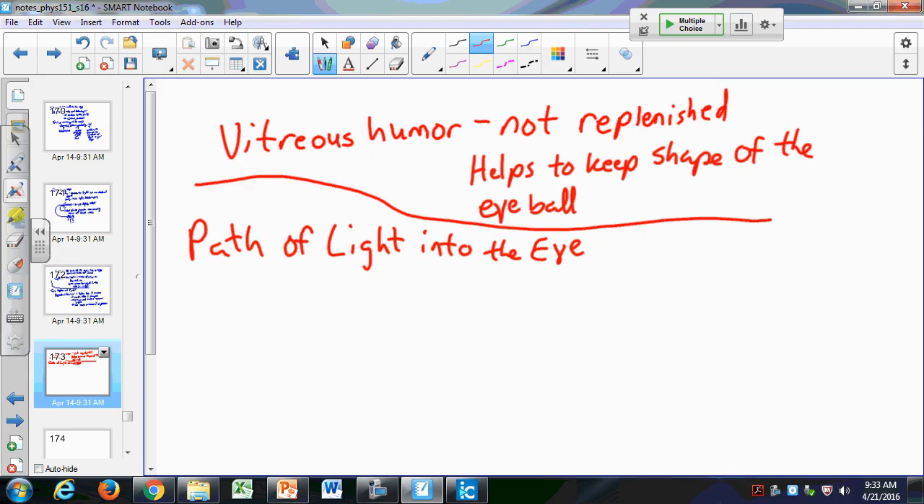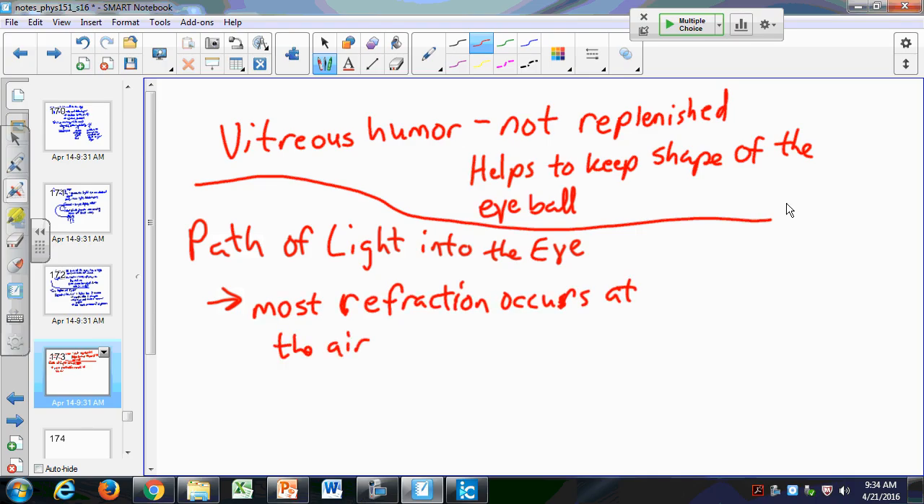And they talk about here the main idea really, and I've already mentioned this, that most of the refraction occurs at the air-cornea interface. And if you notice in that video as well, when they showed the refraction, that was true as well. So most refraction occurs at the air-cornea interface.